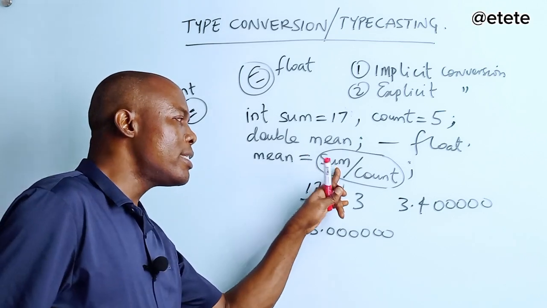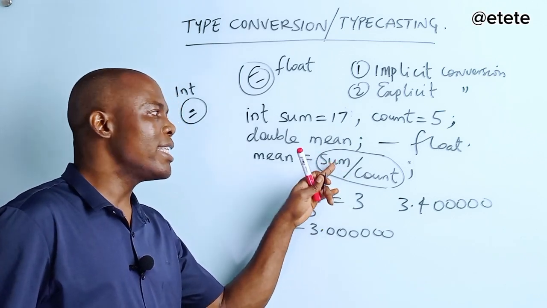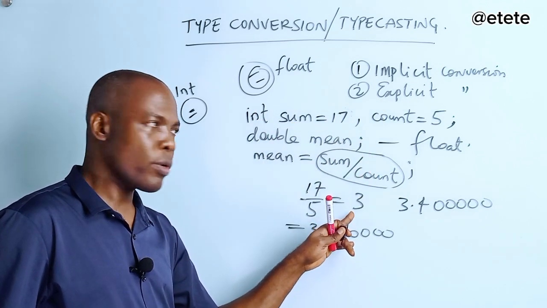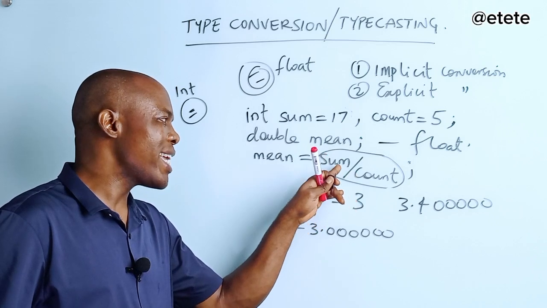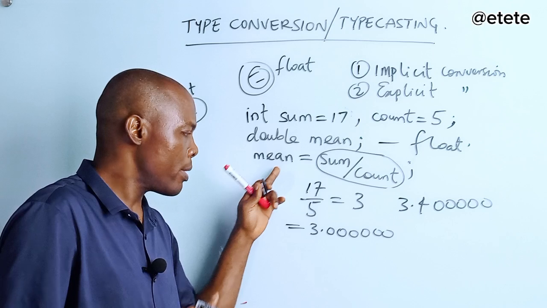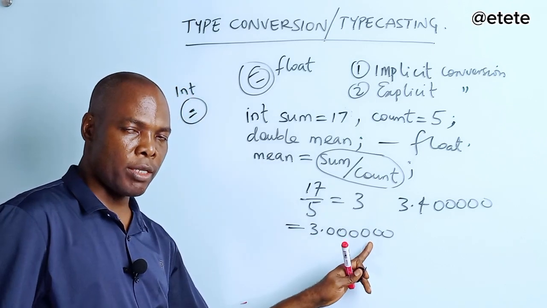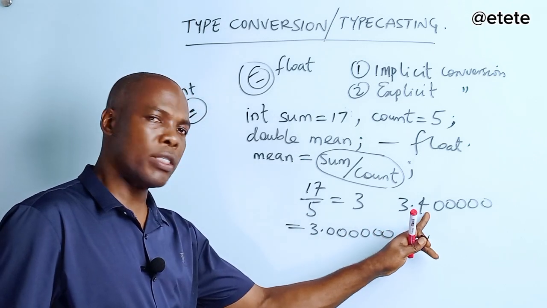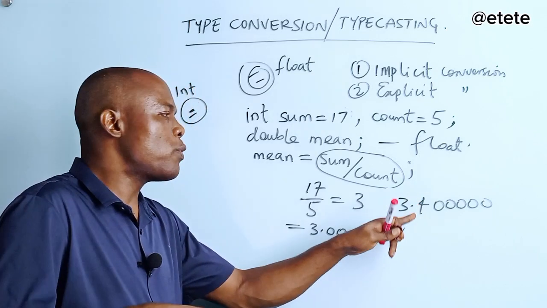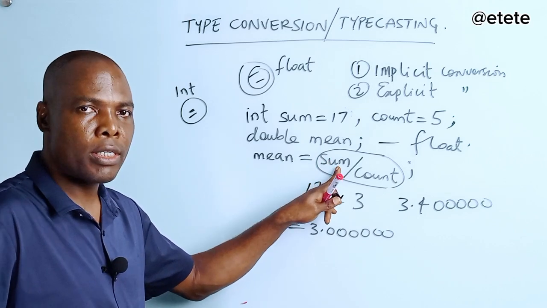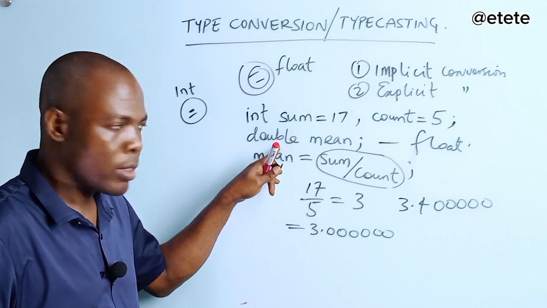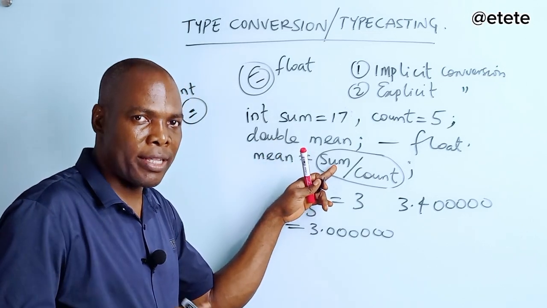But because I did this arithmetic calculation inside the integer RAM, because this is an integer, this is an integer, it's going to give me 3, and then it will assign that 3 to this mean, which is double, that is the float RAM, and automatically it's going to give it to me in this format. But it has removed this. I want it to also capture this 4. So what will I do? I have to specifically promote one of these to the higher RAM, to the RAM of this mean, which is the double. So that is where I will bring in the typecasting.